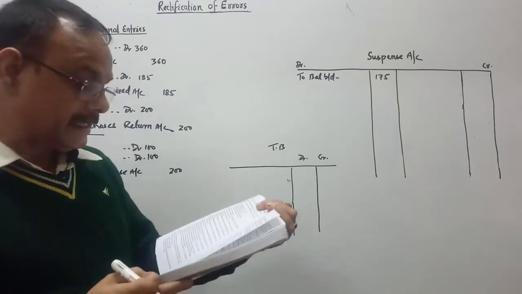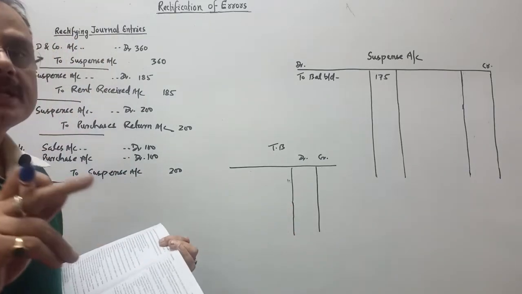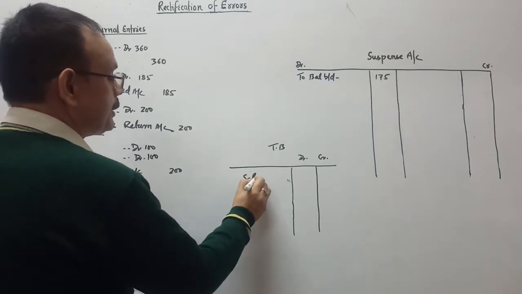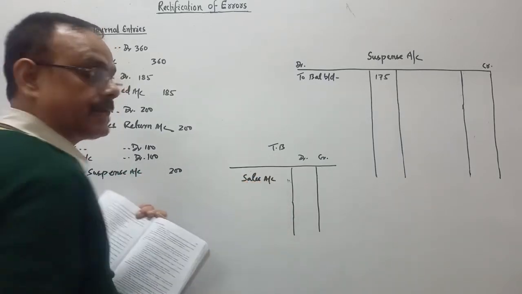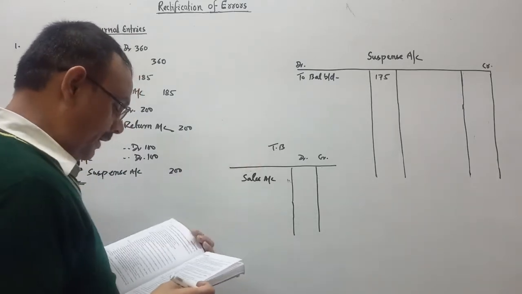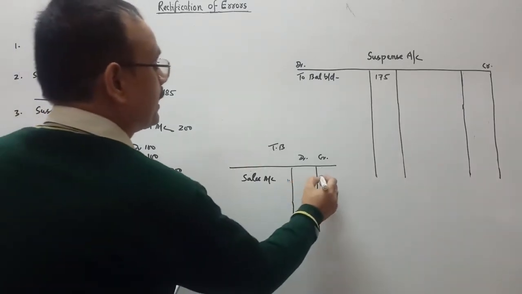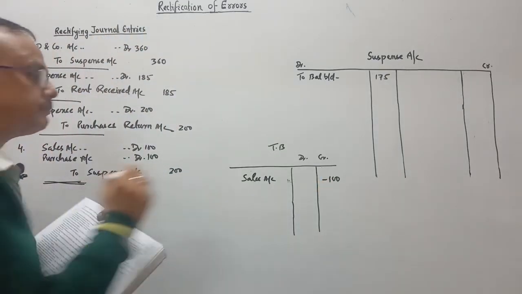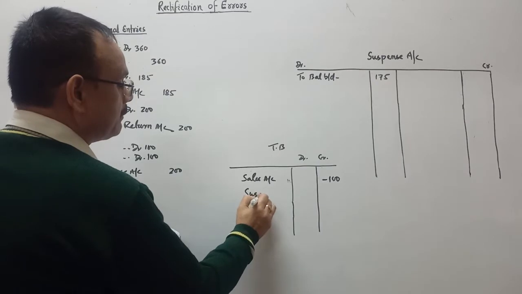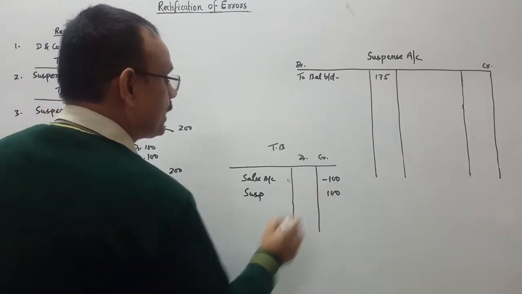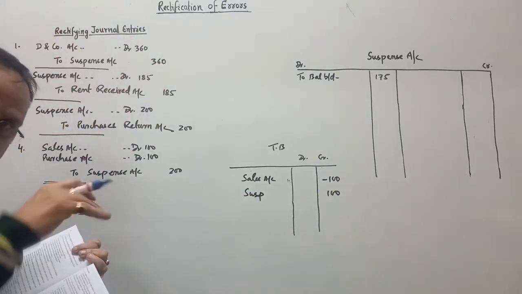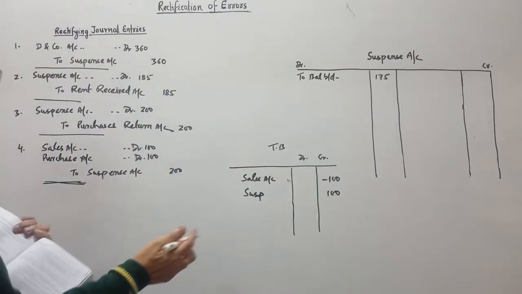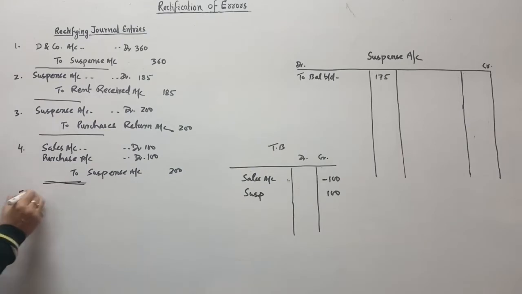Sales book was undercast. You know the sales book total is transferred to which account? Sales account. Sales account, see directly in the trial balance. Sales account is on which side? Credit side. So when the sales book was undercast by 100, it means we have written 100 rupees less in the sales account. To balance the trial balance, we have opened the suspense account. We have to open the suspense account on which side? Credit side, because on the credit side we have written 100 rupees less. Now rectify it. Very simple.